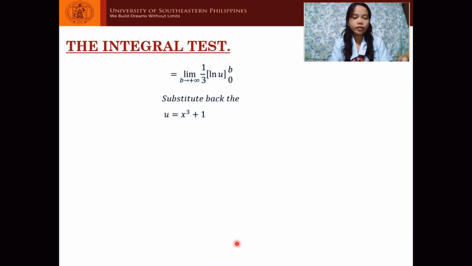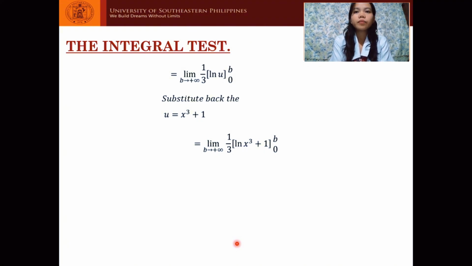So we have to evaluate the upper bound and the lower bound of the integration. To do this, you have to subtract the lower bound from the upper bound, if you still remember. But before anything else, we have to substitute back first. I'm so sorry, u equals x cubed plus 1. So what we have now is the limit as b approaches positive infinity of 1/3 multiplied by ln of x cubed plus 1, from 0 to b.